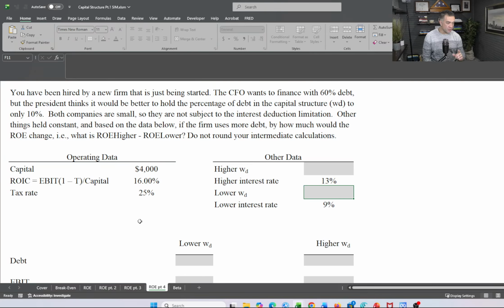So what we want to do is there's a weight of high debt. That's the CFO. That would be the 60% weight. And then the weight of low debt, which is 10%. That's what the CEO wants. So we got capital, which is 4,000. We got return on invested capital, which is equal to, if you guys remember this from a previous chapter, EBIT multiplied times 1 minus T divided by the capital.